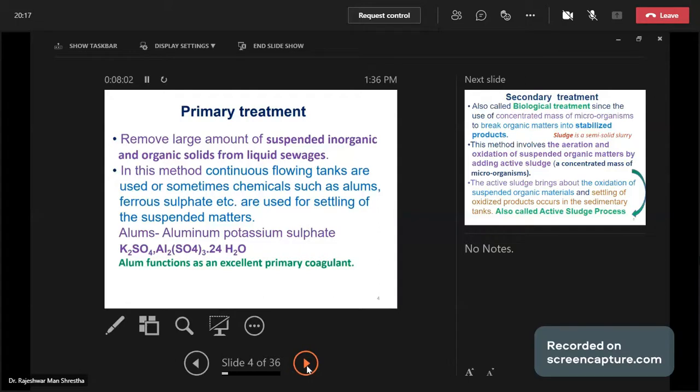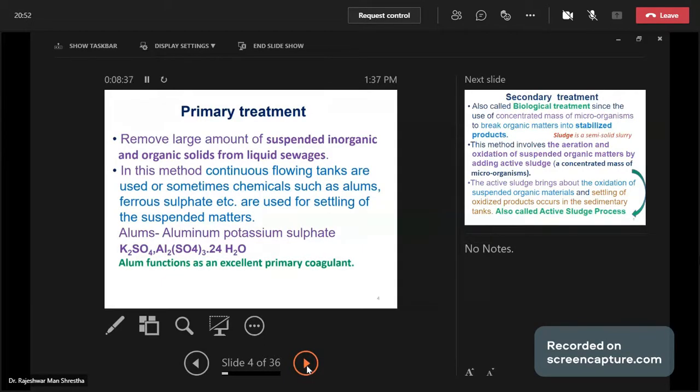In this method, continuous flowing tanks are used, or sometimes chemicals such as alum, sulfate, etc. are used for settling the suspended matter. When the contaminated water is allowed to pass through a continuous tank, the heavy particles will settle down at the bottom of the tank. Or in place of that, you can use alum, sulfate. The main purpose of this chemical is to settle down the organic or inorganic compounds present in the water. Better is to use a continuous flowing tank.